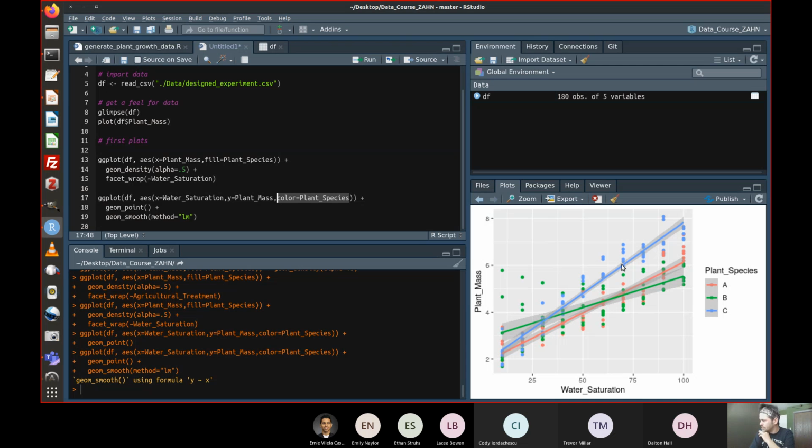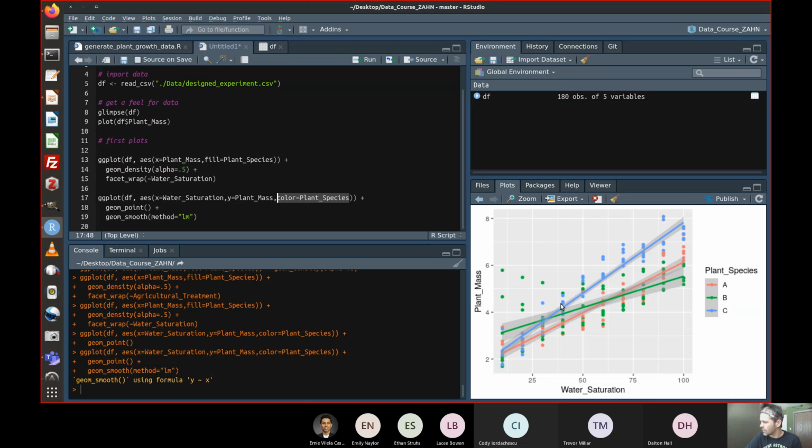So what do you think? How does water saturation affect plant mass for these three species? For all of them, it increases the plant mass, but plant species C seems to have the most positive correlation with it. It's got the stronger result. In statistics, what we're looking at is actually the slope of that line, right? The equation for a straight line is y equals mx plus b, if you remember that, m being the slope, all right? So that is going to have a bigger slope than the others, okay? And they're all positive slope.